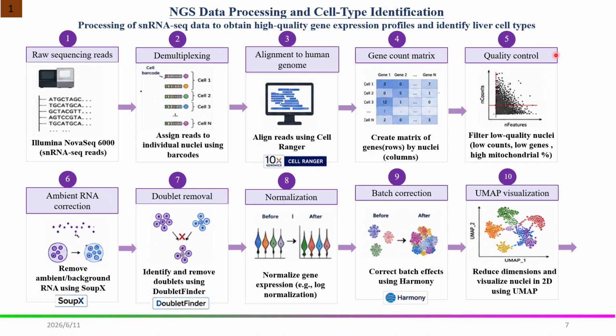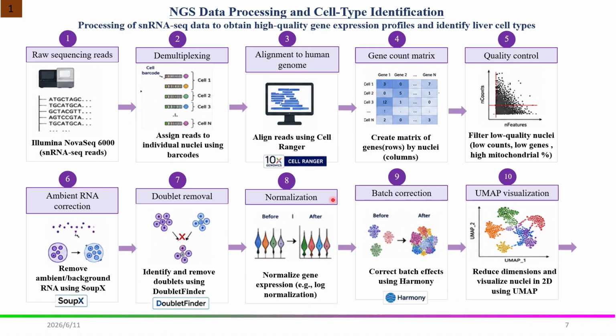Step 5. Quality control is performed to remove the low quality nuclei, such as nuclei with low gene counts or high mitochondrial percentage. Step 6. Ambient RNA correction is done using SoupX. This removes background RNA contamination from damaged cells or nuclei. Step 7. Doublets are removed using DoubletFinder.